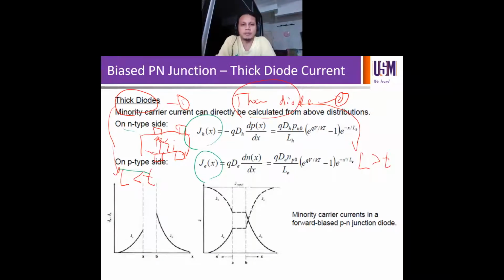Kenapa diffusion? Why is it diffusion? Why is it not drift? Why is there no drift component? Because the moment you apply your forward bias and you force the carriers to cross the depletion region again, they will diffuse across the depletion region, right? So therefore you're going to have diffusion current.